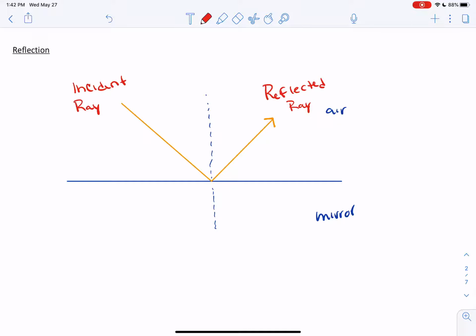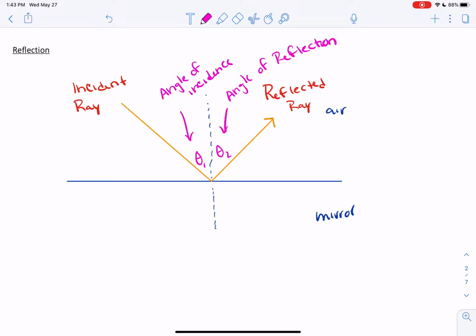And if we draw that perpendicular line to the surface, to the mirror, we can get two different angles here, theta 1 and theta 2. So theta 1 is what we call our angle of incidence. It's the angle that the incident ray forms with a perpendicular line to the mirror. Theta 2 is our angle of reflection, and that's the angle that our reflected ray makes with our perpendicular line.